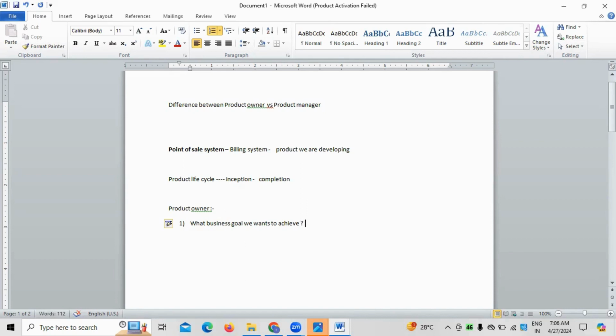Okay, based on the business decision. Again, this is all based on the business decisions: what kind of business goal or goals we want to achieve, and how soon we want to achieve them.